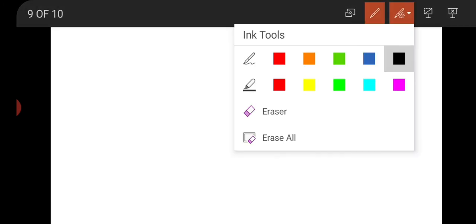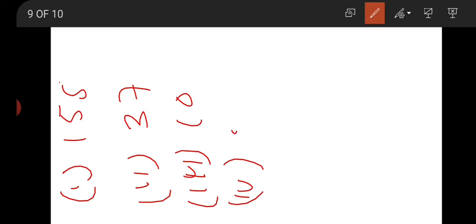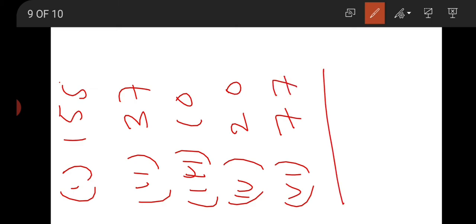Now your assignment is to convert the following numbers into the binary number system. Your first number is 155, second number is 37, fourth is 10, fourth is 20, sixth one is 77. So this is your home assignment, to convert these numbers into the binary number system.